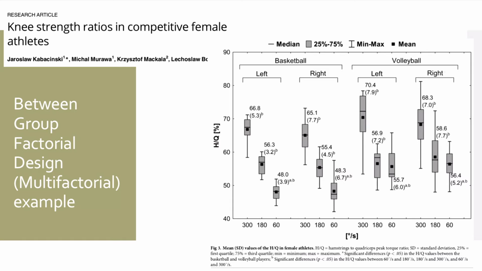A second study that I found examines performance of athletes, and in this case it continues to use a between-group factorial design with multiple factors. It is a study where they examined knee strength ratios in competitive female athletes. One of the factors was sport, because they examined basketball players and volleyball players. Another factor was leg side, left leg and right leg.